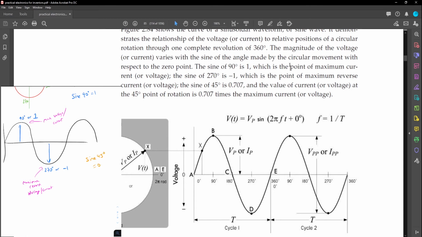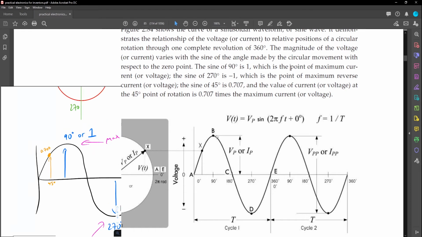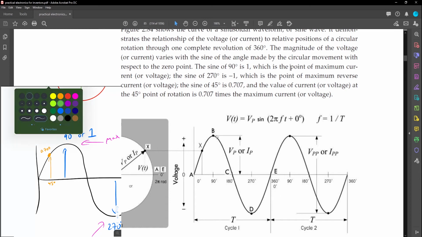So sine of 45 degrees is equal to 0.707. So if this is 90 degrees, 45 degrees is halfway. So what we're saying is that this point here, even though it doesn't look as high up as that, because my drawing is probably not accurate, at 45 degrees is 0.707, in relation to this being 1.